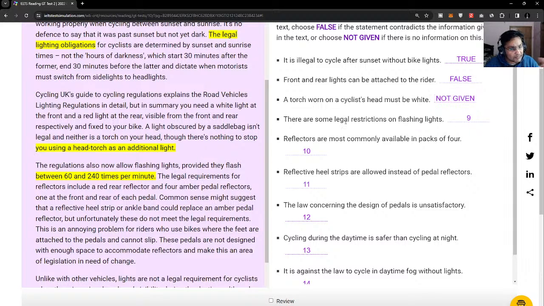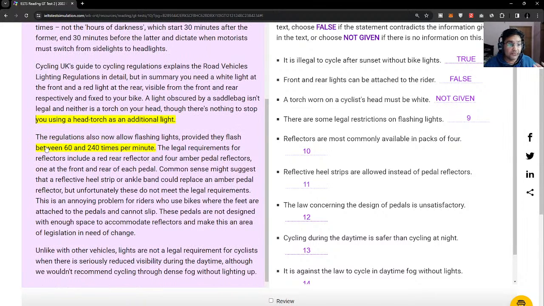There are some legal restrictions on flashing lights. The regulations also now allow flashing lights provided they flash between 60 and 240 times per minute, which means there are legal restrictions on flashing lights. There are legal requirements. Hence, it is true.